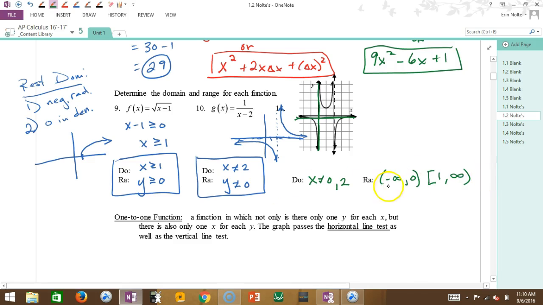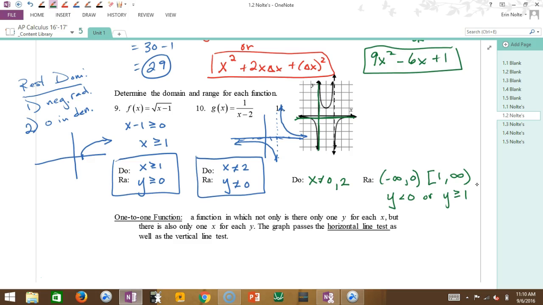Okay, so if you wrote that in inequality notation, by the way, you could say, range, we're talking about the y, so you could say y has got to be less than 0, or y has got to be greater than or equal to 1. Okay, so either of those would work.